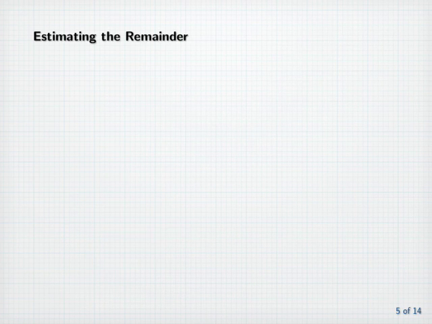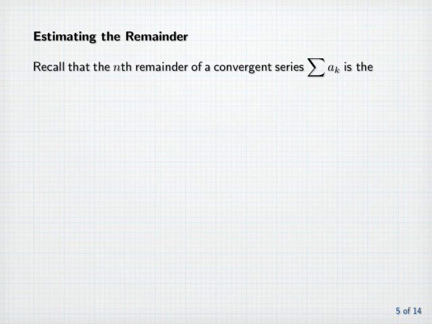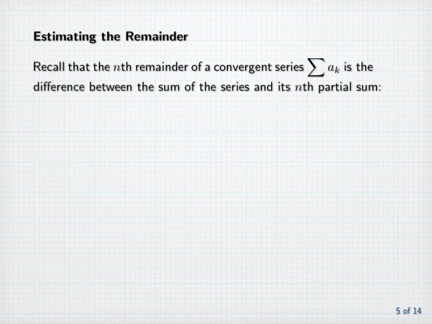Estimating the remainder. Recall that the nth remainder of a convergent series, the sum of a_k, is the difference between the sum of the series and its nth partial sum. Capital R_n equals the sum of a_k minus s_n, which equals the sum from k = n + 1 to infinity of a_k, since s_n is the sum from k equals the starting index up to n of a_k.